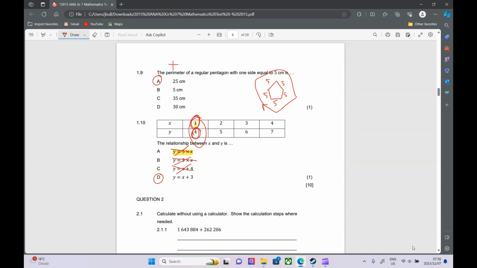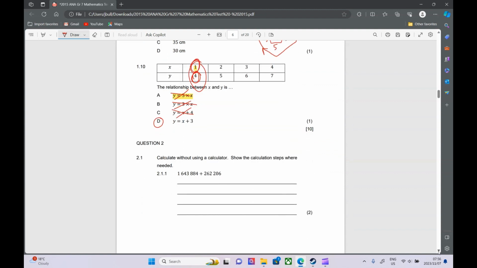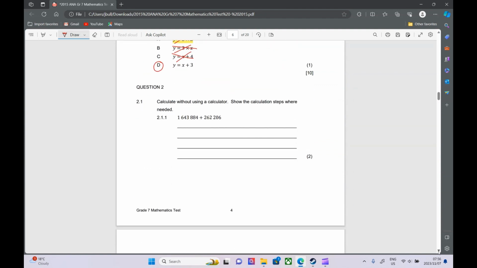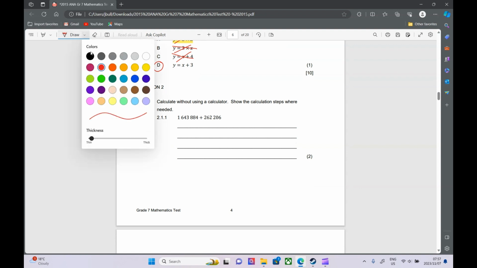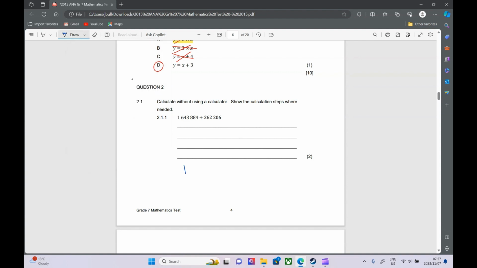Okay, then we get into question 2, all the workings questions. First of all, calculate without using a calculator. Okay, we can all do adding. I know you can. The important thing here, make sure you set it up nicely so we don't make silly mistakes. So let's write that big number at the top first. So 1, 6, 4, 3, 8, 8, 4. They just make it long so it seems intimidating, but you can all do this.